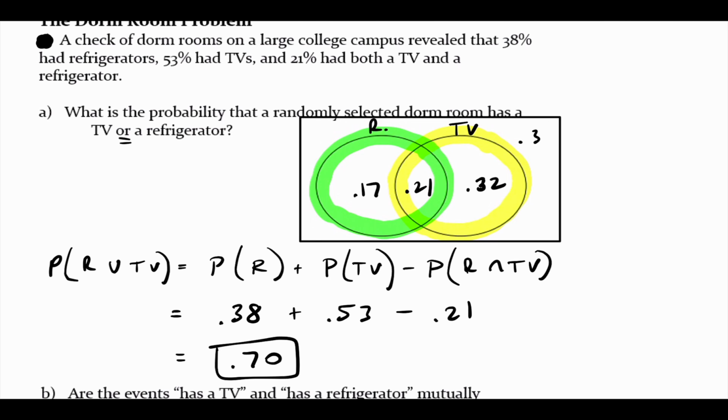One or the other. Remember, or means one or the other. Not both, because we subtracted the both. One or the other. You walk into a dorm room at this college, there's a 70% chance you're either going to see a TV or a refrigerator.